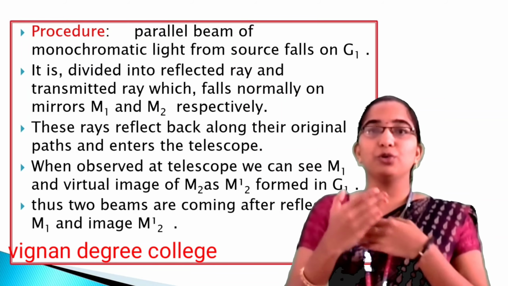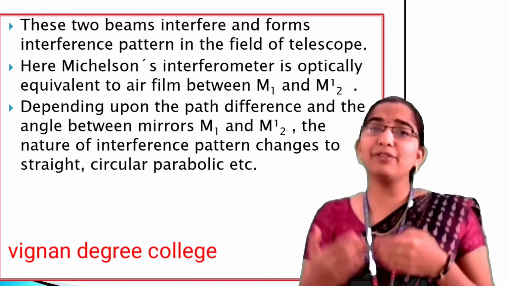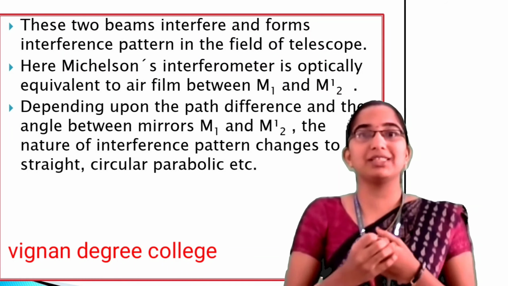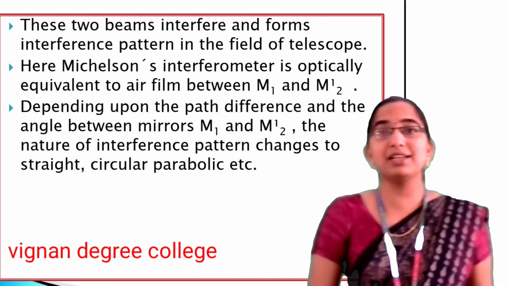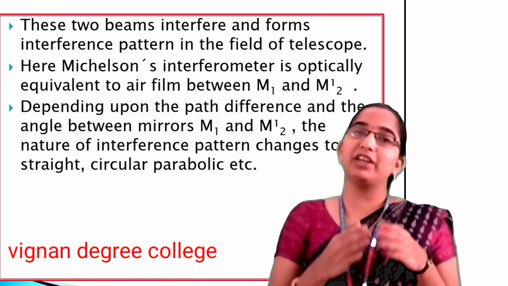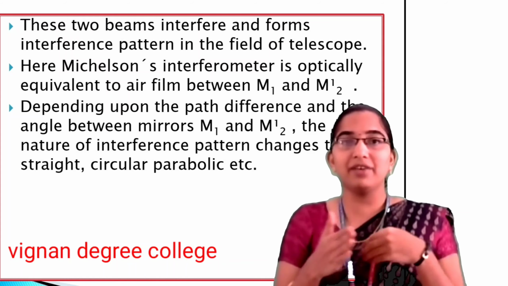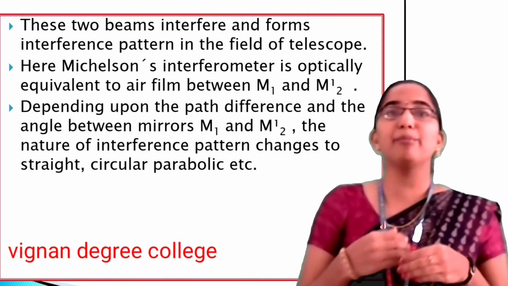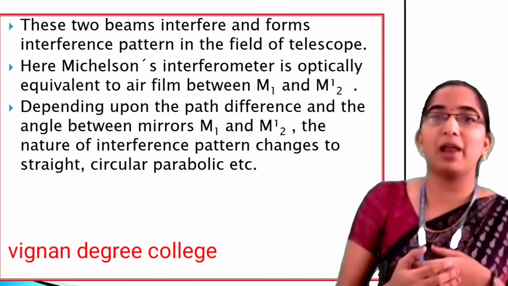These two beams are coming by reflection from M1 and the image M2 prime. These two beams interfere, and an interference pattern forms in the field of the telescope. Michelson interferometer is optically equivalent to an air film between M1 and M2 prime, and the angle between the mirrors M1 and M2 prime.